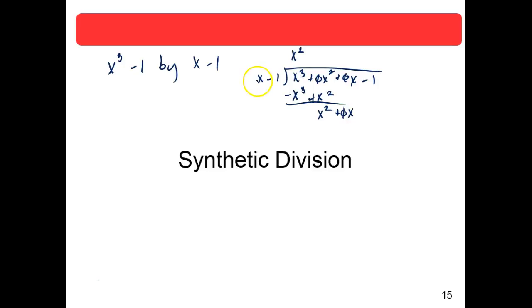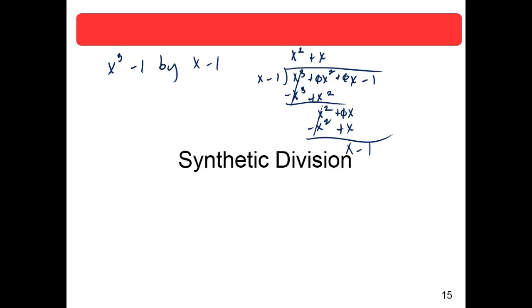Divide. X will go into x squared plus x times. Then you do what? Multiply. X squared minus x. See, you need that 0x holder there. Then what? Change signs and add. These go out. What are you left with? X minus 1. And then what? Are you through? Wait, is that your remainder? How do you know it's not?